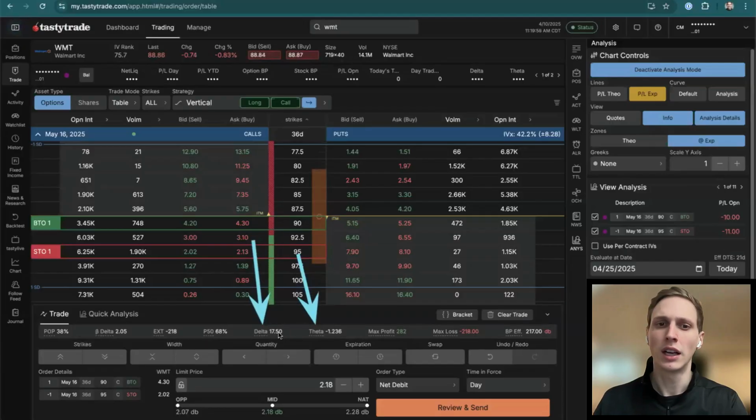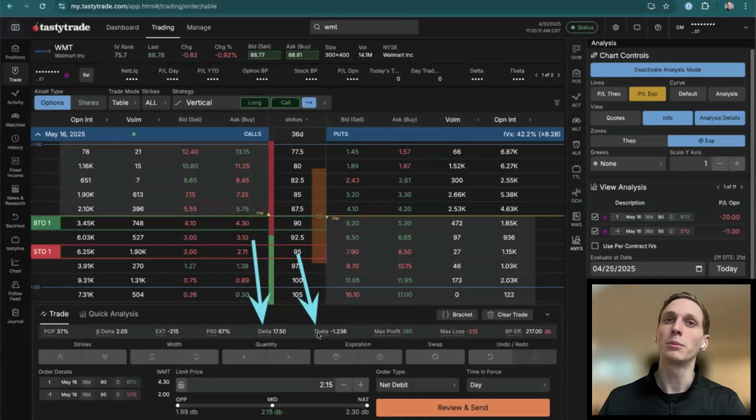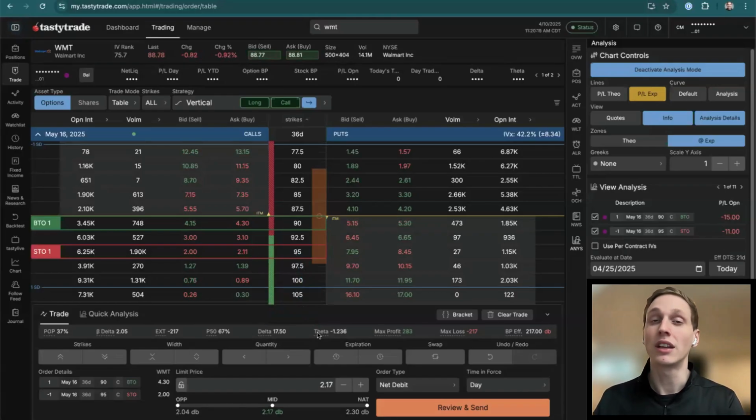And also we have delta and theta. Delta is just looking at how bullish we are, or how much profit we'll get if the price of Walmart goes up. And theta is looking at how time decay plays into this strategy. We have a long call spread, so we want the price to increase fast instead of having time decay eat at our strategy. So in this case, time decay, or theta, does not play in our favor.